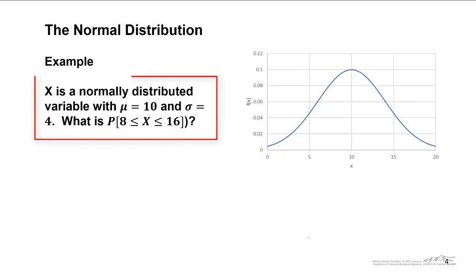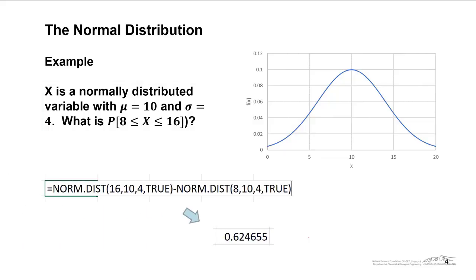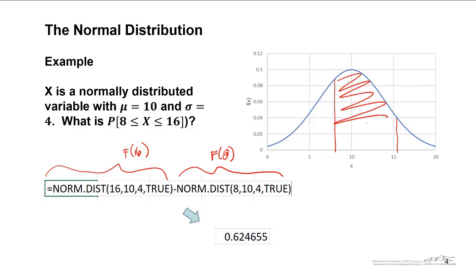Here's an example of the normal distribution. X is a normally distributed variable with mean equal 10 and standard deviation of 4. What's the probability that X is between 8 and 16? In the previous screencast on the normal distribution, I showed you how you can use Excel formulas to do this, the norm.dist. Basically, what we're doing is we're taking capital F of 16 and we're subtracting capital F of 8. And that gave us our answer. 62% of the distribution lies between 8 and 16.